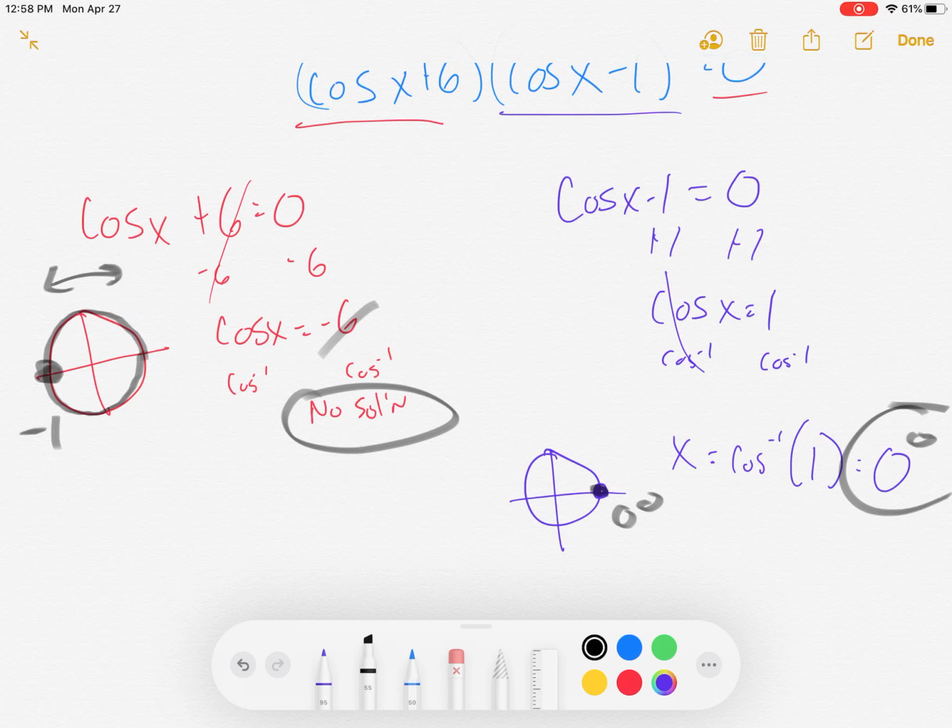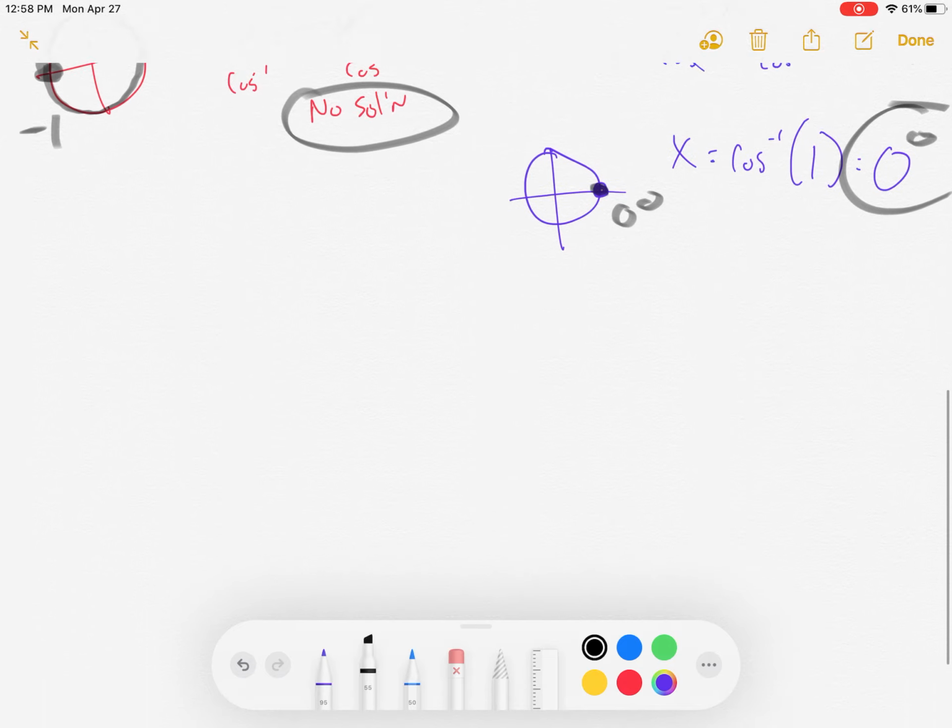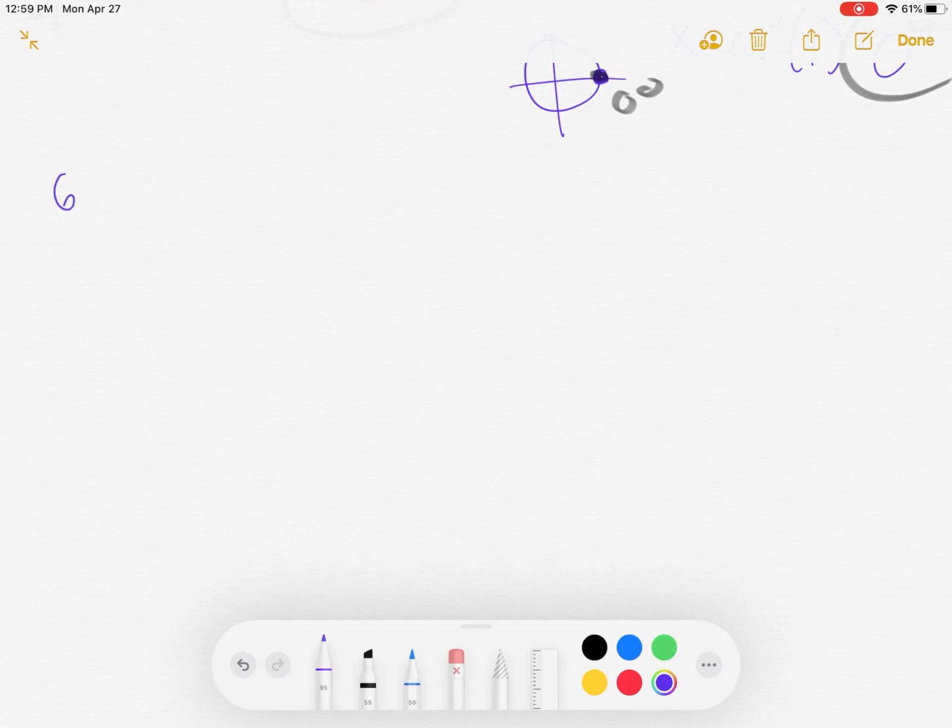Okay, moving on to the second one. I got to make sure I have the right problem here. It's 6 tangent squared x plus 2 equals 3. Okay, now the difference between the last problem and this one is now we only have a tangent squared. That's all we have. So we can get this by itself. We don't have to factor anything here.